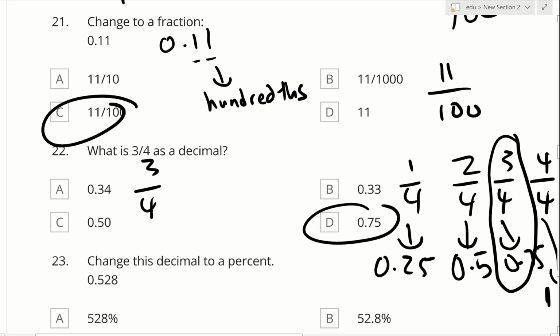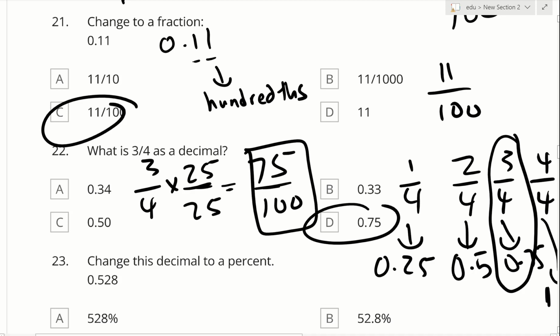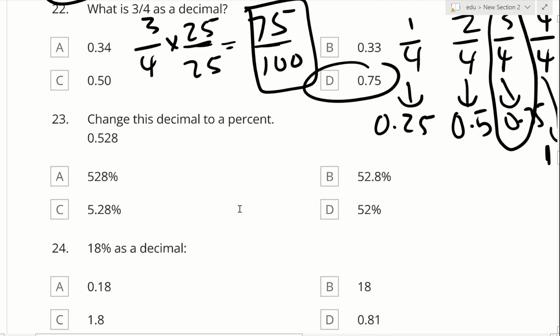Or I could do it like this. I could change the denominator, or the bottom number, to 100. So I'm going to have to times by 25. My answer is going to be 75 over 100, or 0.75.